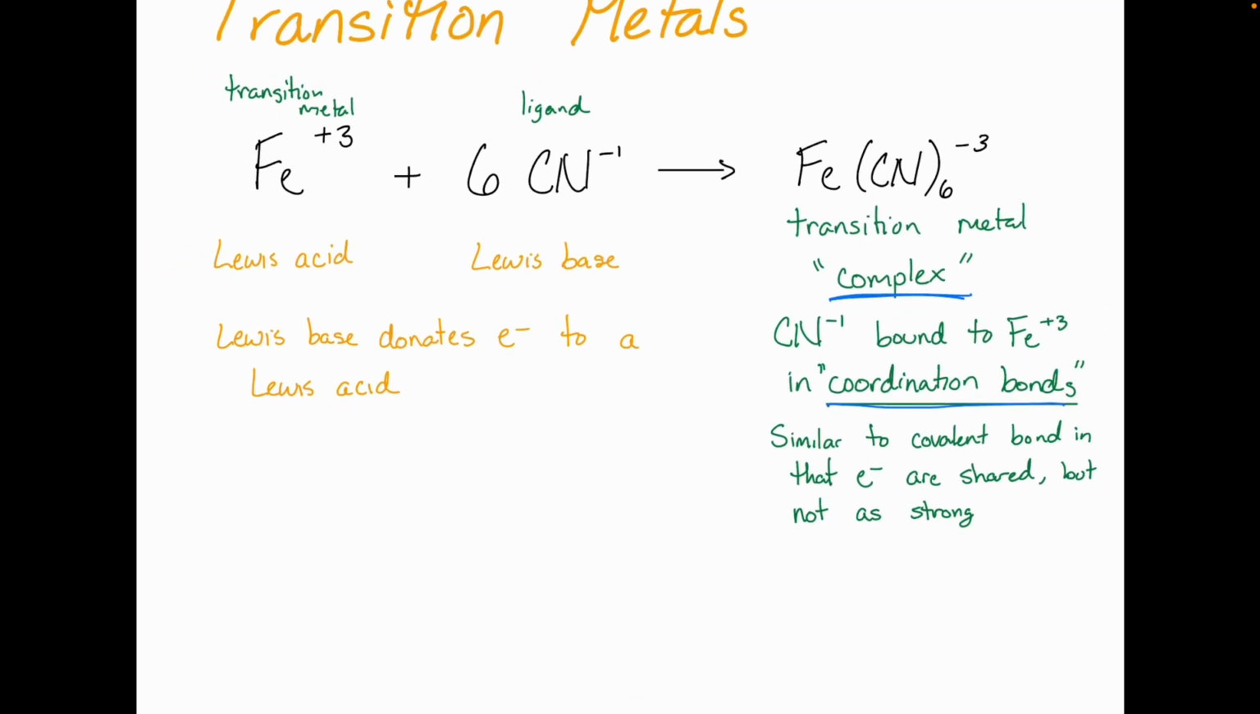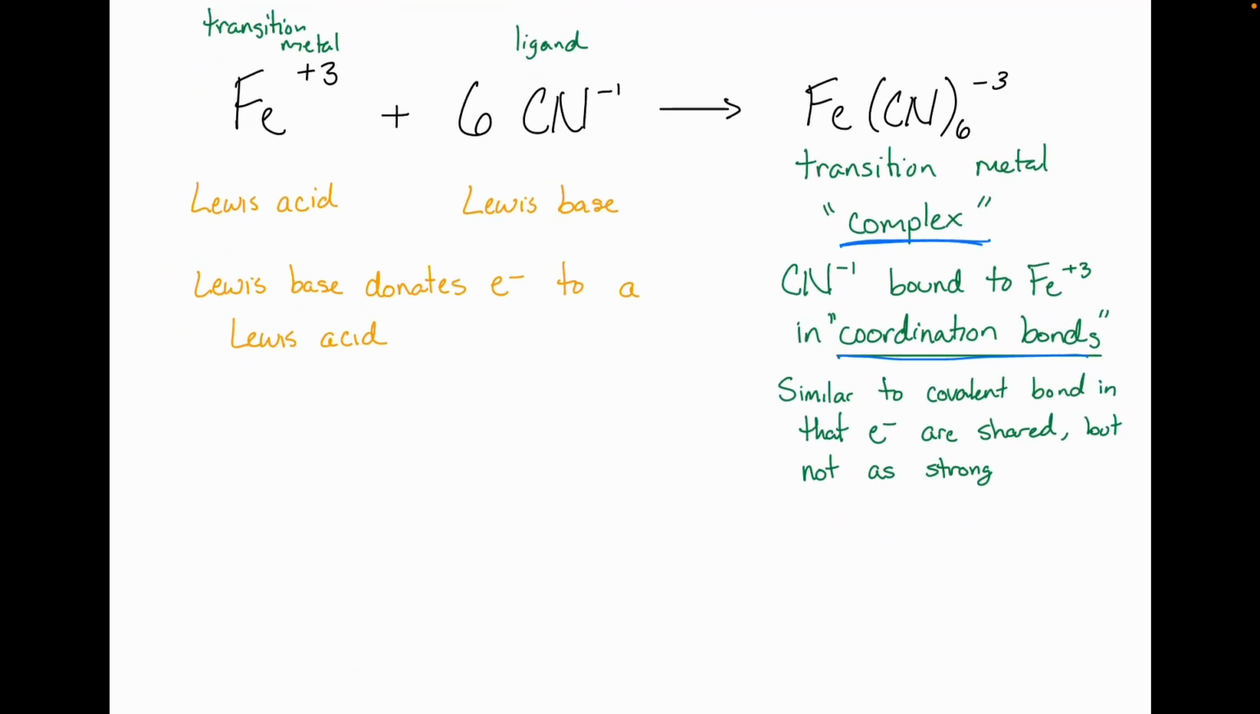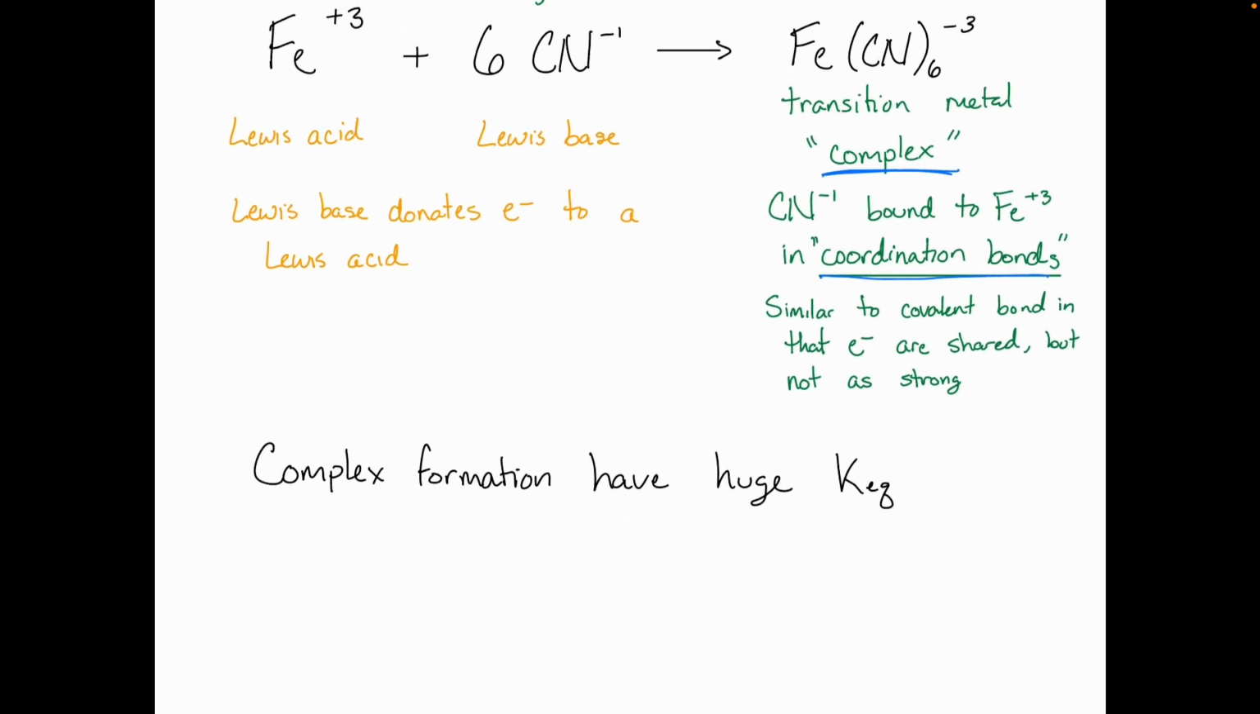All right, and then the other thing that we want to note about these complex formations is that these equilibrium constants are humongous, right? The KEQ governing this particular reaction is on the order of 10 to the 35. All right, and a big number like that, what does that favor? The products or reactants?